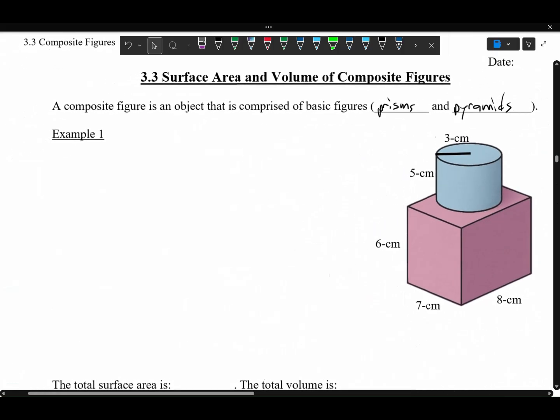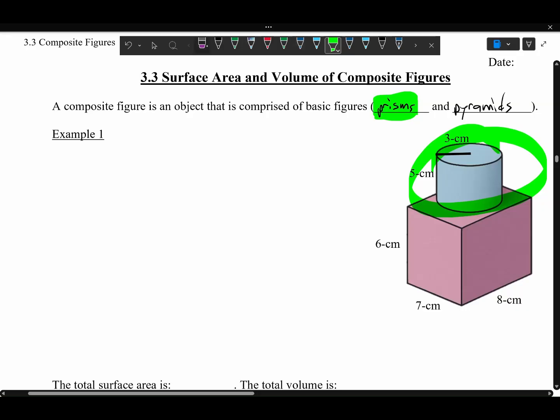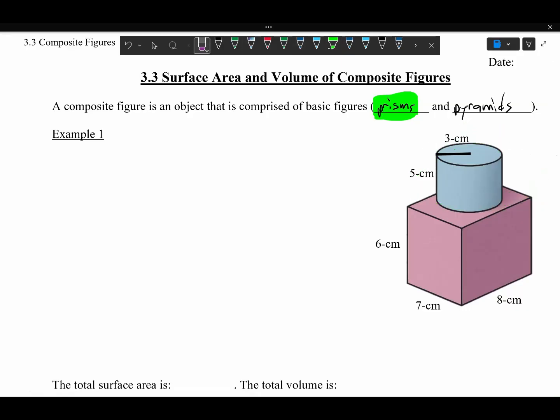Example 1 has a circle-based prism, that is a cylinder, sitting on top of a rectangular prism as well. So we're working with two prisms here. We need to calculate the volume, calculate the surface area. The volume is the more straightforward calculation right here.